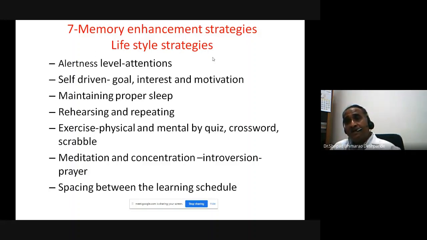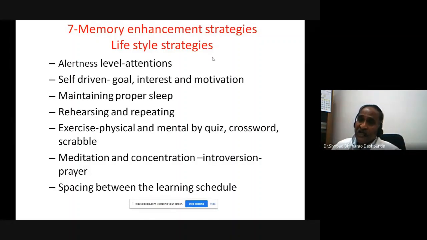Then the meditation, bringing up the concentration, that is focusing, and introversion and prayer. So these are all one. It is a sort of a spiritual level. But they try to calm you down. While I mentioned in the retrieval, there is a calming. Calming is necessary to retrieve the stored information. So that means these also help to retrieve or even to consolidate and store the memory.